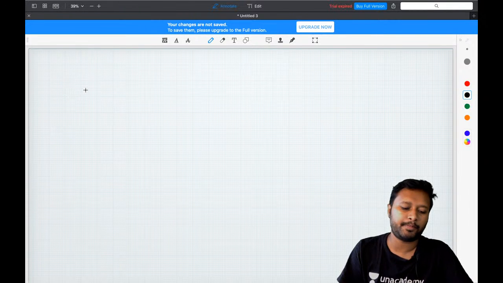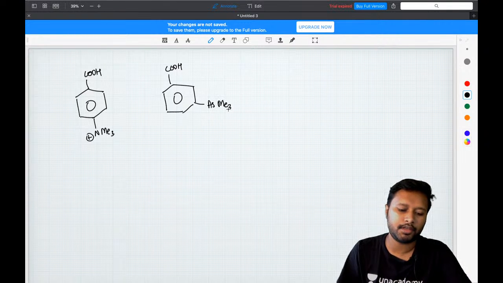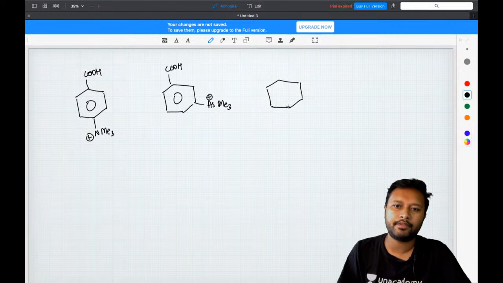I'm trying to make this a little more complex. Just look at this. I have COOH, I have NMe3 plus. Then I am going to bring the other groups. Then I have AsMe3 plus, this is arsenic. Then you have COOH and you have PMe3 plus, phosphorus. And the last one is this.